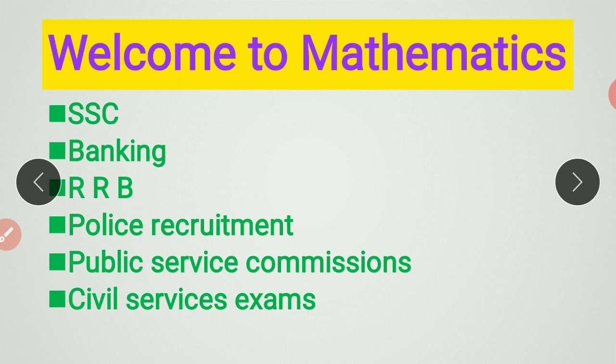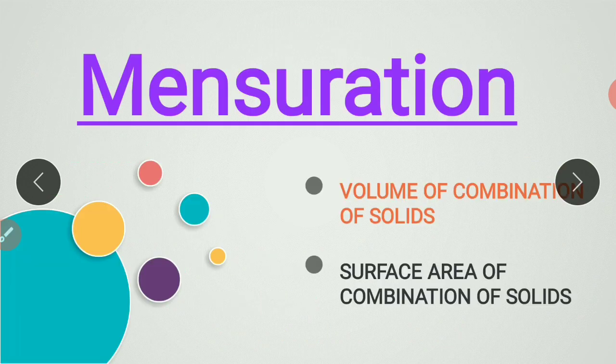Anyone can guess? Yes, our topic is mensuration. What is our topic today? Mensuration. In this mensuration, today we will discuss two subtopics. One is volume of combination of solids, and the second one is surface area of combination of solids. First of all, I will go with the volume of combination of solids.